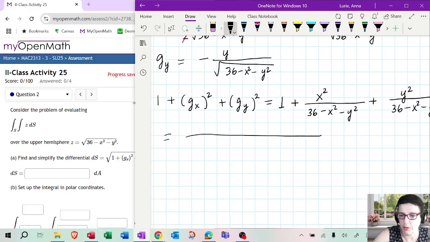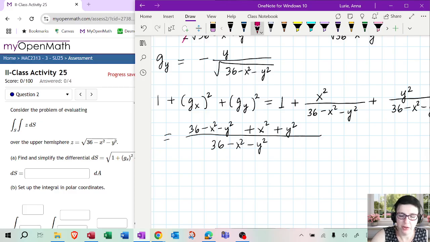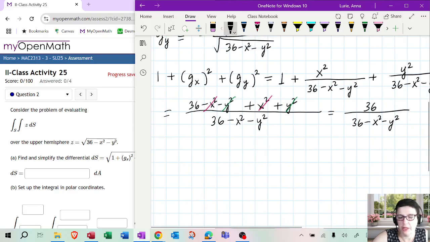All right, now to simplify this further, we want to bring the whole thing to a common denominator. So we already have the same denominator for the last two. And for 1, we can just think of it as multiplying the top and the bottom by 36 minus x squared minus y squared. So this is what's going to happen, right? And then plus x squared and plus y squared. So notice what happens here. We got negative x squared and positive x squared. That cancels. And then we also get negative y squared and positive y squared. That also cancels. So now we've got 36 on the top and 36 minus x squared minus y squared on the bottom.